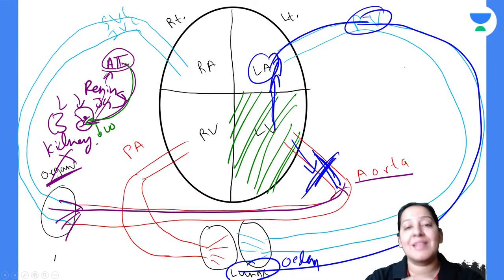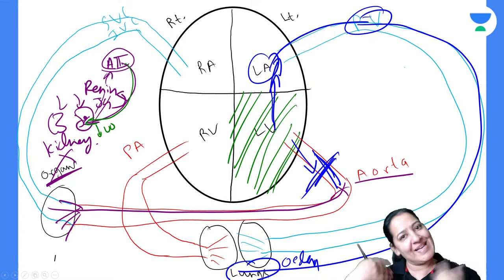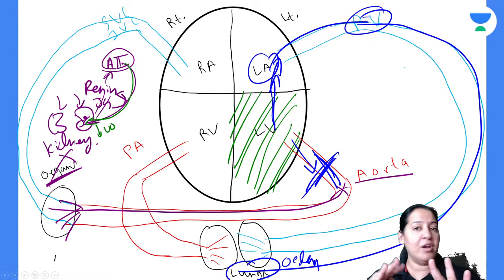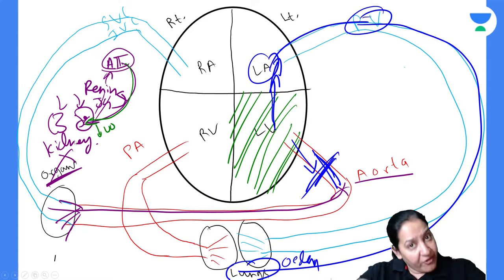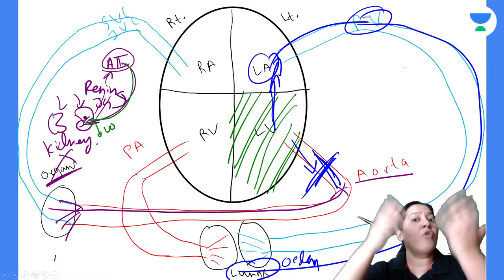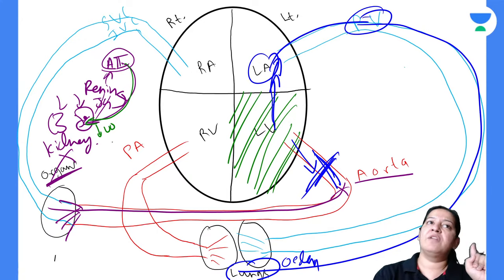What do you mean by sodium water retention? Normally in my body, sodium and water are excreted in urine. But if the body is doing sodium water retention, I will not excrete sodium and water in the urine. So sodium and water will be retained in the body. If they are retained, there is more sodium and more water. It will cause edema. So sodium water retention will cause edema.